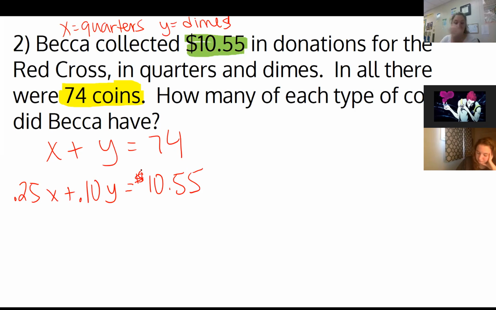Okay, so the coins all together and then the money all together. Make sure your measurement that you're using is constant throughout the equation you're making. I couldn't put 74 and 10.55 in the same equation because they're talking about two different things. So I couldn't put those together.